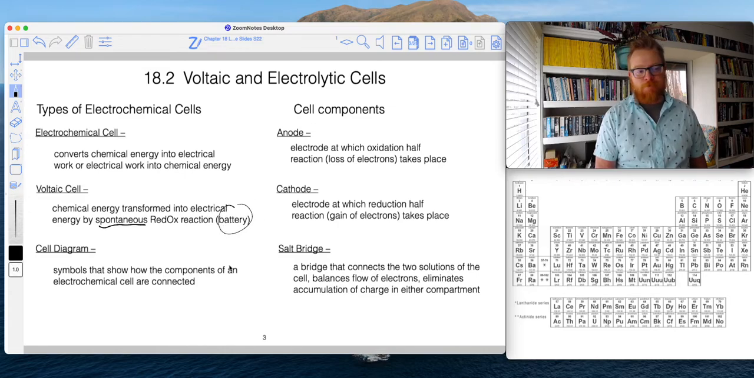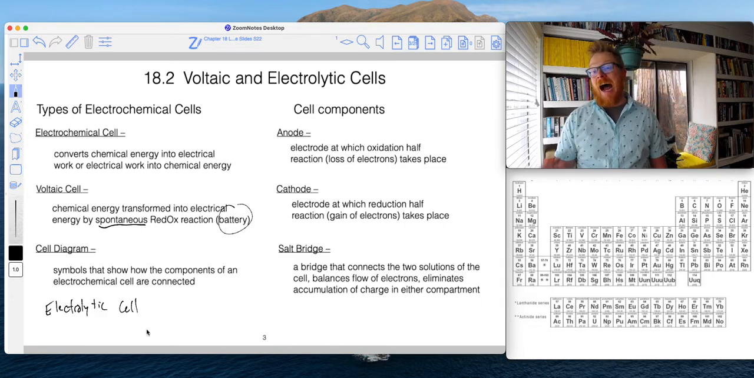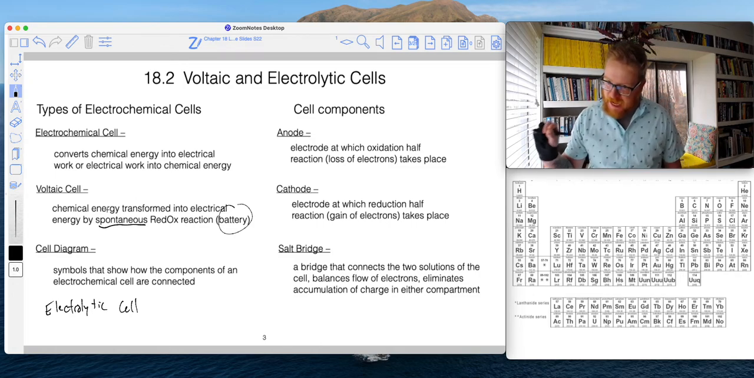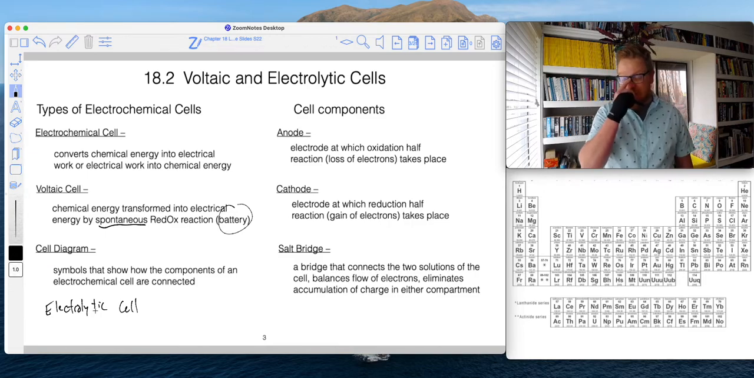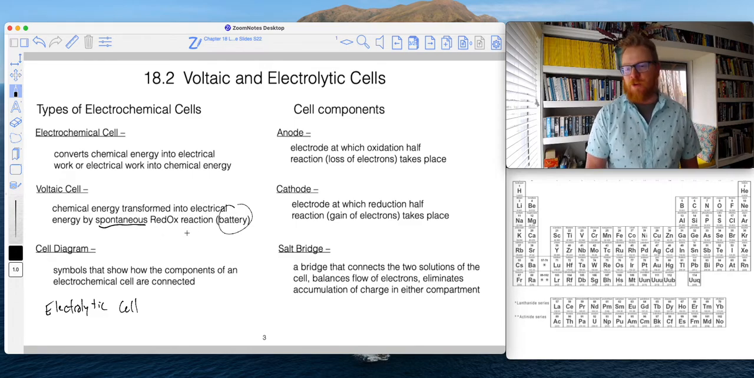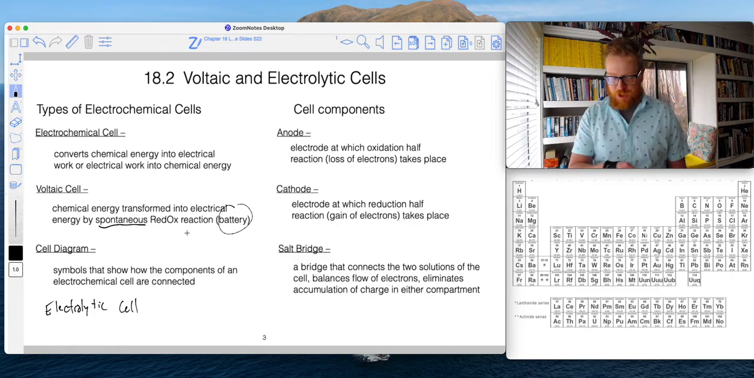This is a battery. And so I did a bad job here. I didn't give you a definition of an electrolytic cell, so I'm just going to write that down here. An electrolytic cell, and I'm going to show you a picture of one soon, is the opposite of a voltaic cell. If a voltaic cell has a spontaneous reaction, in an electrolytic cell there's a non-spontaneous reaction. If in a voltaic cell it's chemical energy transformed into electrical energy, an electrolytic cell is electrical energy transformed into chemical energy. Okay?